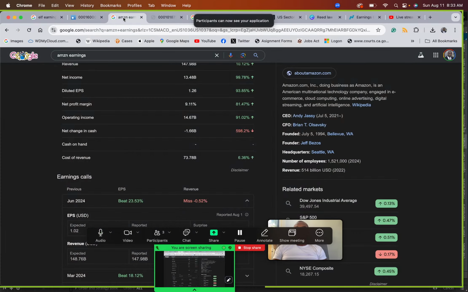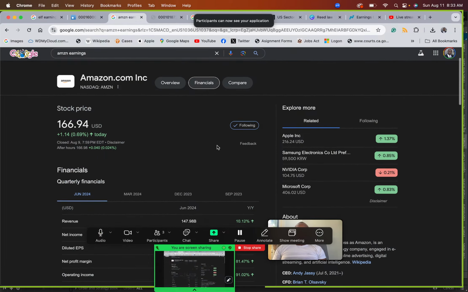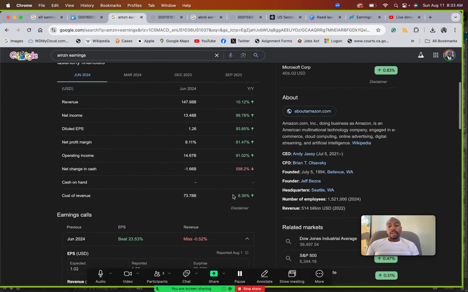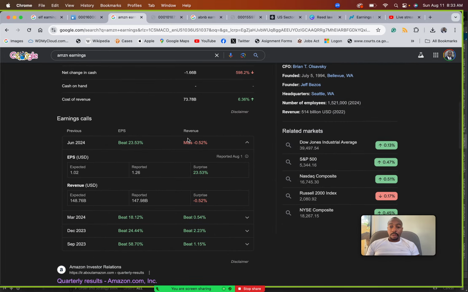What's the second one? Amazon. So this is a big Magnificent Seven stock, right? We look at its most recent earnings. It missed on revenue expectations anyway. The market was expecting 148.7 billion, and oh my God, it only reported 148 billion. Oh my God, Amazon is falling, right? Crazy. The fact that it makes 148 billion dollars a quarter, right?